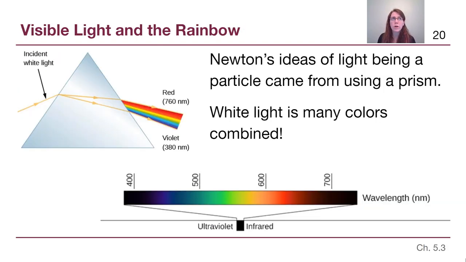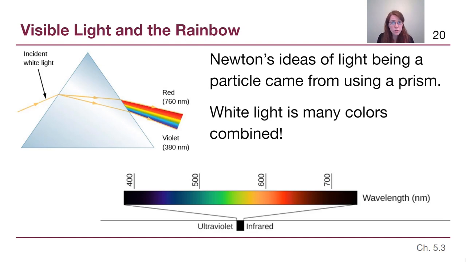So the basis of what we care about in this particular section comes from the same experiment that we actually started the previous video with. The fact that Isaac Newton thought that light acted like a particle is because he was able to shine sunlight through a prism and see it disperse into the different colors that we think of as the rainbow. Now, what he then considered was that all of those red parts of the light were particles of red versus particles of yellow or violet.